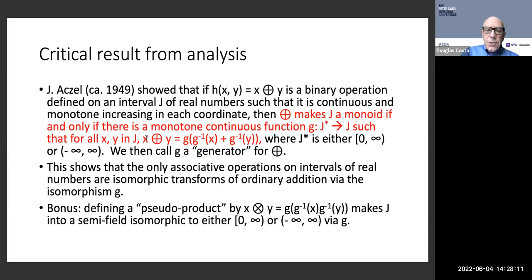And then we get a bonus when we've defined this pseudo sum. If it's associative, we get a generator, and we can use the generator to then extend the product to a pseudo product by defining the pseudo product in terms of the generator. So we get this definition of the pseudo product. And the pseudo product distributes over the pseudo sum. So the interval J, which is mapped onto by g, becomes a semi-field isomorphic to either the 0 infinity interval or the minus infinity infinity interval.